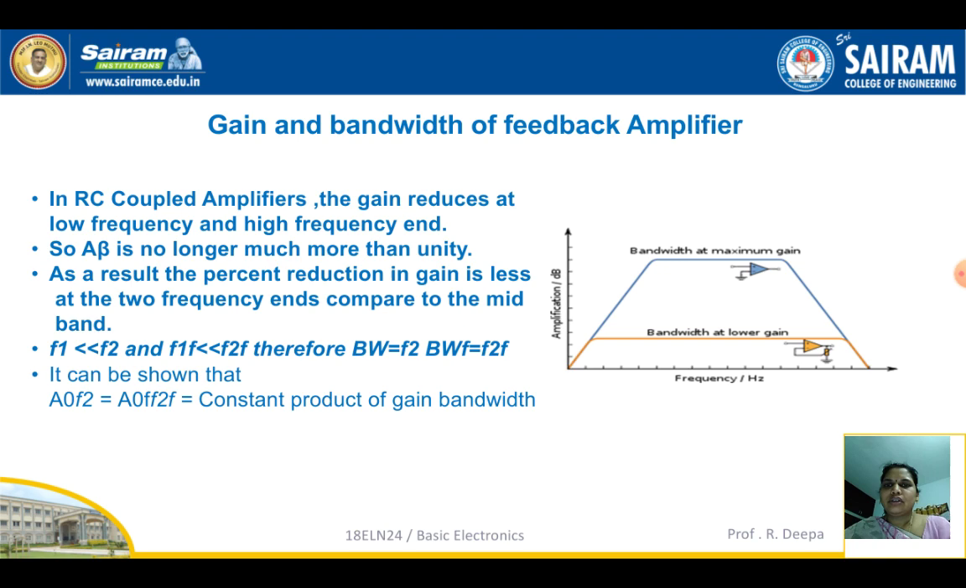Next, it is about the gain and bandwidth of the feedback amplifier. As we have discussed in the previous videos, the bandwidth of the negative feedback amplifier is more when compared to the positive feedback amplifier. So here we are going to discuss the relationship between the gain and the bandwidth of feedback amplifiers. Let us consider an RC coupled amplifier where the gain is reduced at the lower frequency and at the higher frequency end. This you can observe in the graph drawn there.